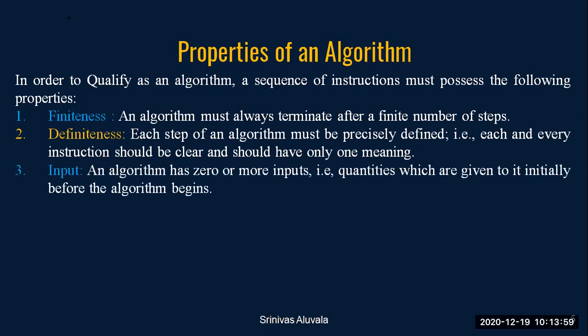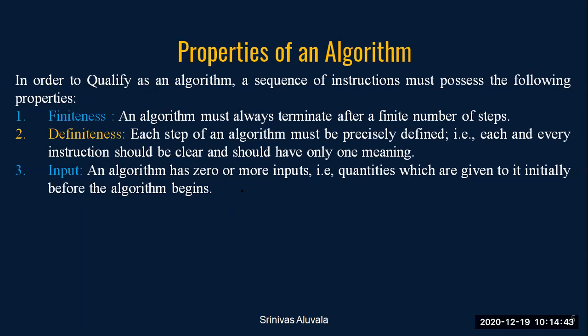And then an algorithm may have zero or more inputs. When I say input, it can be a static input or a dynamic input. When I say static input, when I write the algorithm, in the algorithm itself, I give the values which are required to get a solution to my problem. That's where I say they are the static inputs. If at all I give static inputs, it may be zero inputs.